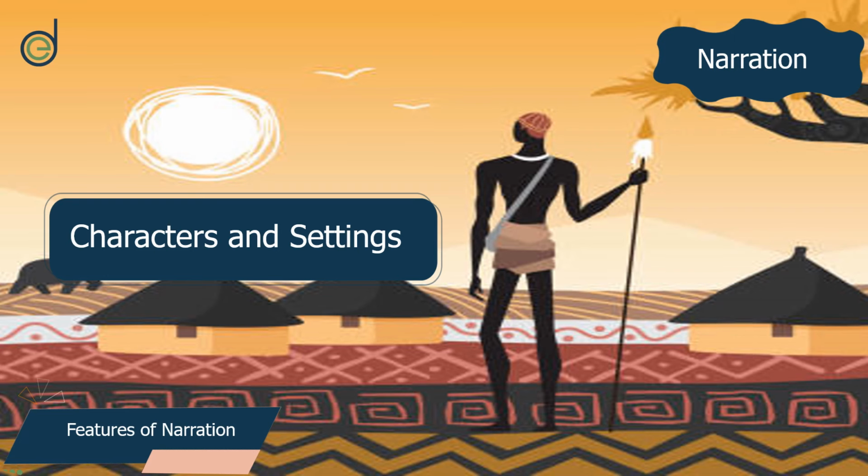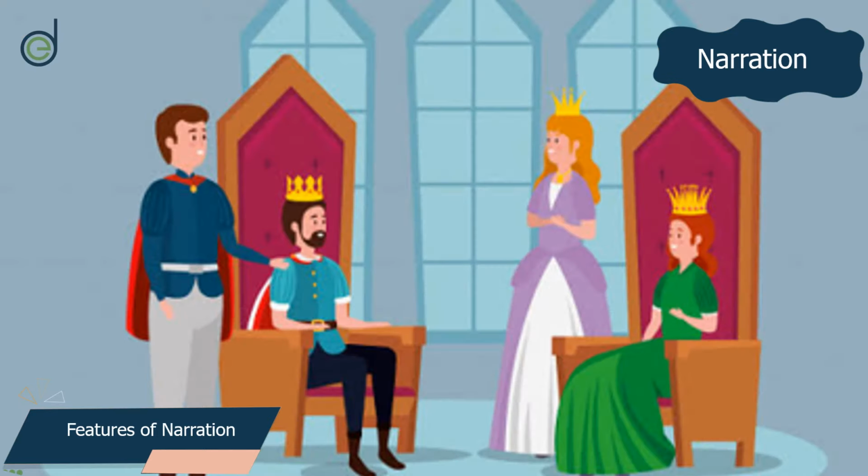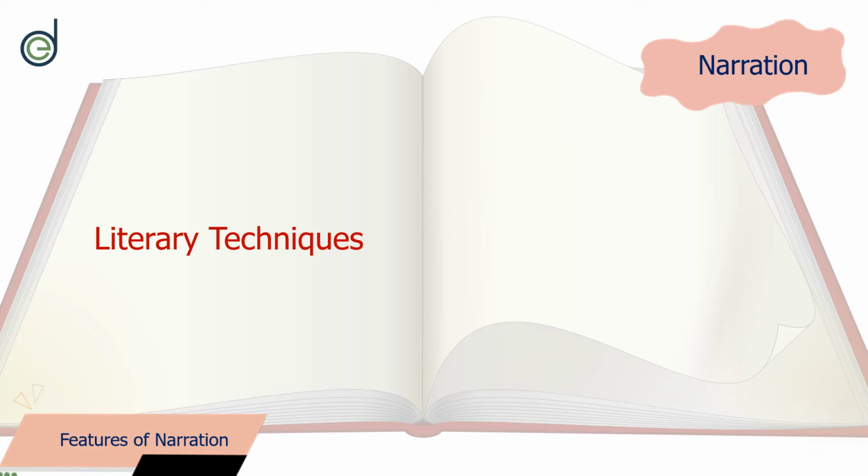The characters and setting give life to the narration. The characters are used to show the actions and conversations. Settings are used to show places where these actions take place. For example, the king is having a discussion with the queen in the palace. This shows that the king is the character while the palace is the setting.